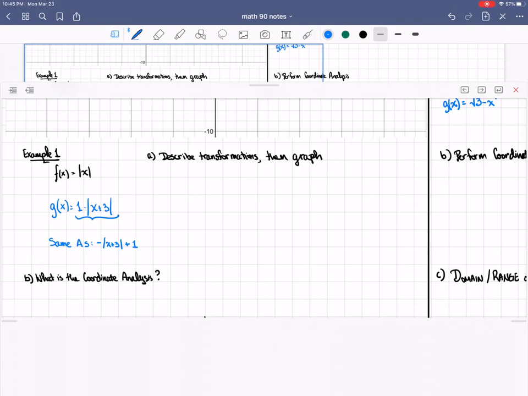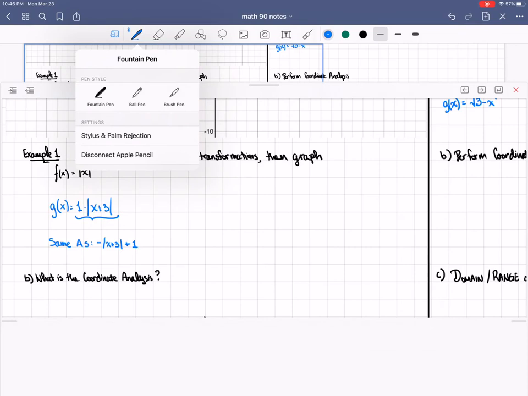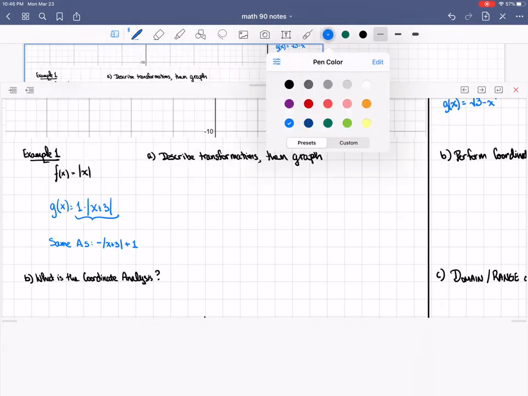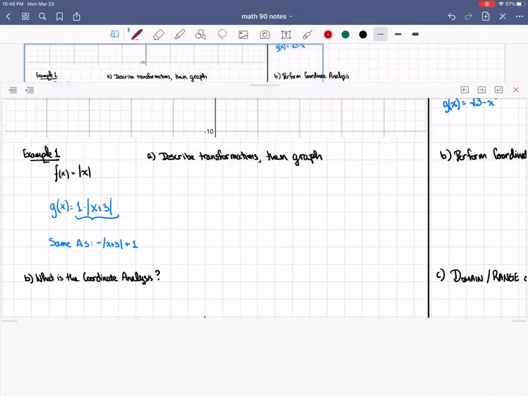What I'm guessing is that a lot of you will need to write it that way a time or 2 or 3, and then you'll internalize the patterns and you won't need to write it that way again. But what I'm going to do here is underline all of the changes that we have from the black to the blue, and those are our transformations. So you see x got replaced with x plus 3. We have this minus on the outside, and then we have this plus 1. Okay, so in order, let's describe them.